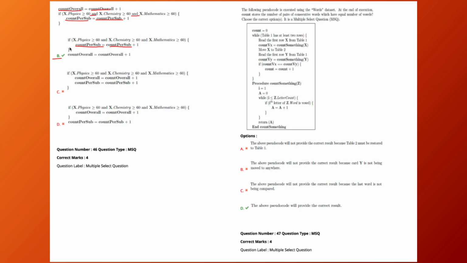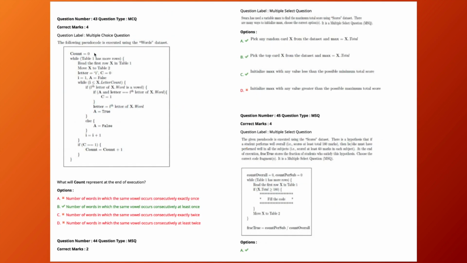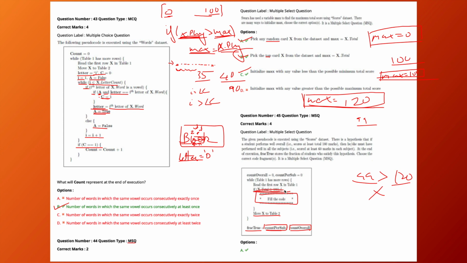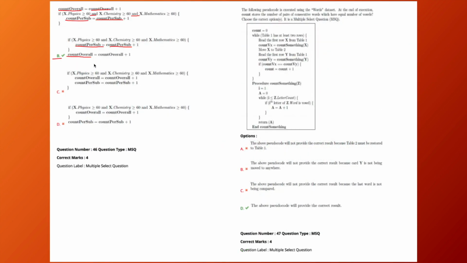And once we come out of this if statement, we will anyway increment the count overall variable by 1, because we know that if we enter the main if statement, that is, if x dot total is greater than 180, we're going to have to run this line anyway. So we increment the value of count overall by 1. It doesn't matter if we do it before the nested if statement or after it. So that's not an issue. In that case, this option is also correct. B is correct because it doesn't matter in which order we run these lines.